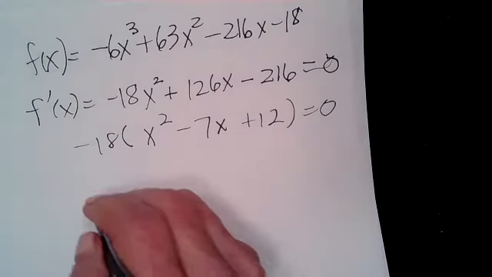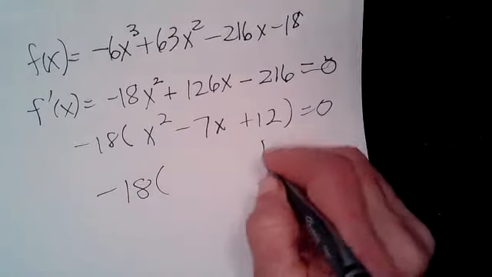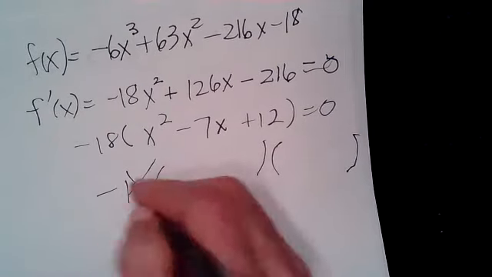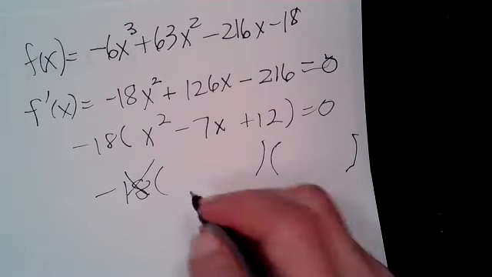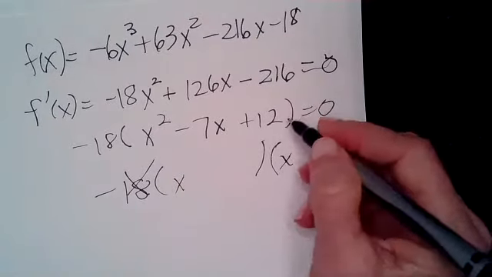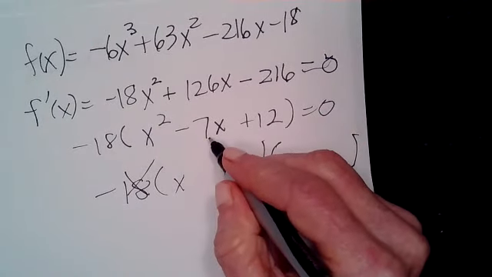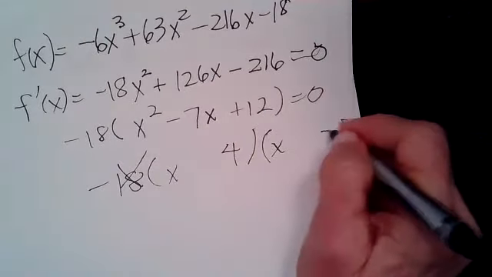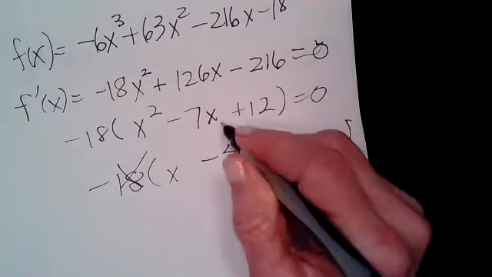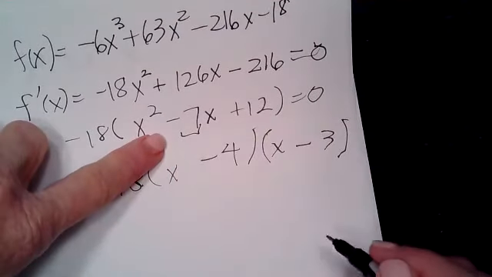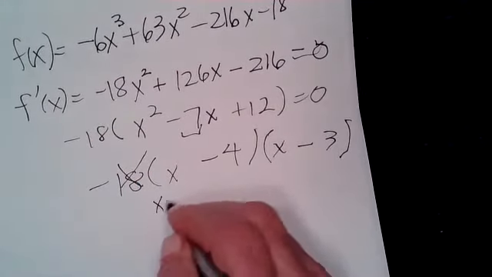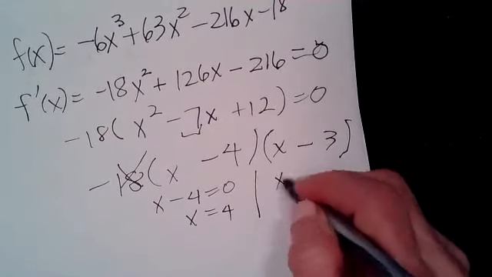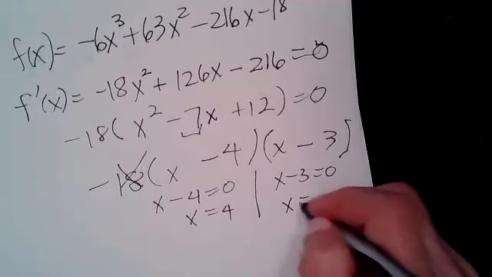All right, so negative 18, and I got to factor this, but I know that I'm not going to get a value because there's no x there. So x times x, and 12 is 6 times 2, but that can't add to get negative 7. And 4 and 3. 4 times 3 is 12, and negative 4 and negative 3 adds to get negative 7. So I set my equal to 0. I get x is 4 and x is 3.